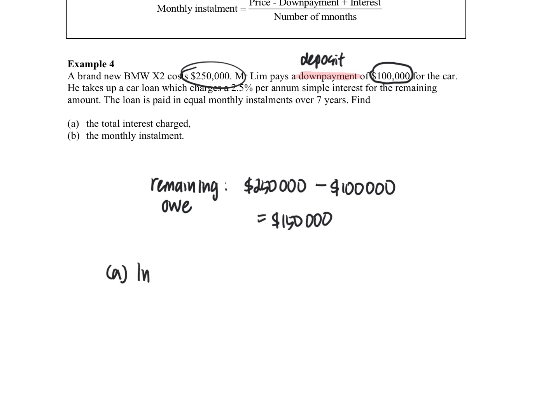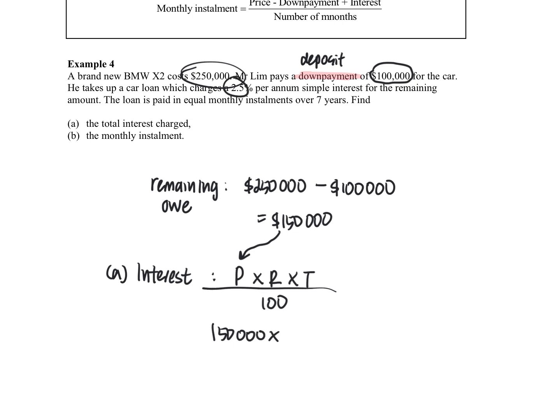So let's calculate interest first. Interest is P times R times T over 100. The amount I owe them is this. The interest rate I need to pay them is 2.5% and for 7 years. So I go and calculate. This is the amount I need to be charged for interest.